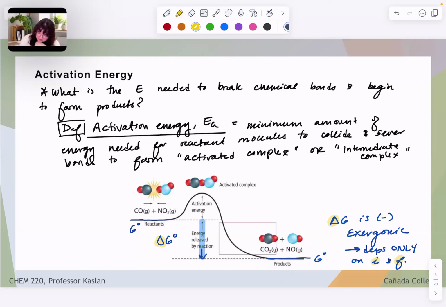Now, when talking about chemical kinetics, we are very concerned with how we got to where we are. So not just energetically, but also structurally, three-dimensionally, what is happening in our reaction? So here we are looking at a different reaction. We are looking at a reaction of carbon monoxide gas with NO2. These react to form CO2 and NO.